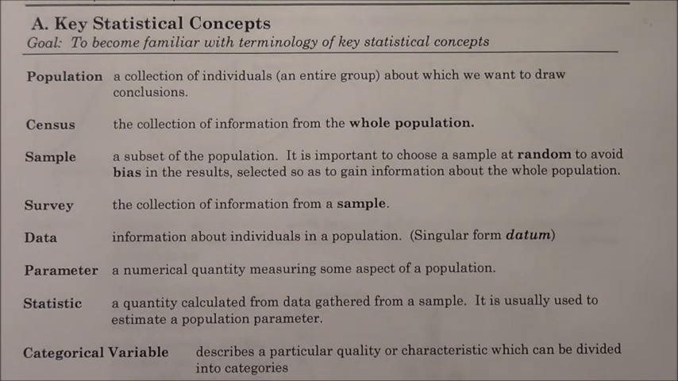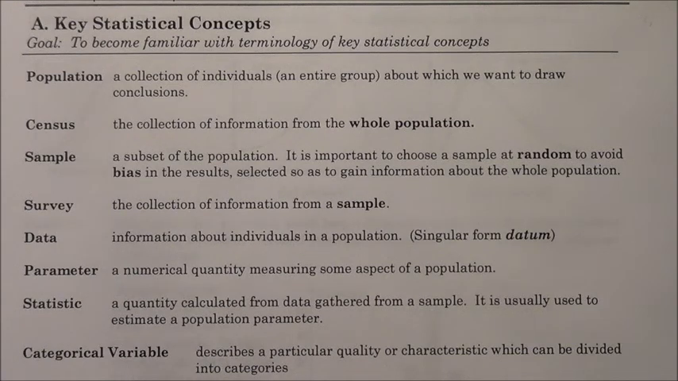So the population, anytime you see the word population, that's referring to the entire collection of some individuals, some sort of thing that we're trying to find information on, whether it's individual people or animals or types of trees or whatever it may be. Whatever the whole population is, the entire group, that's called the population. A census is the collection of information from the whole population.